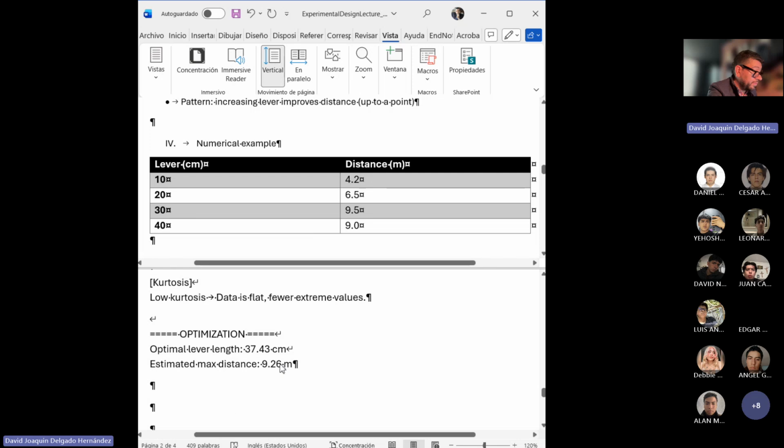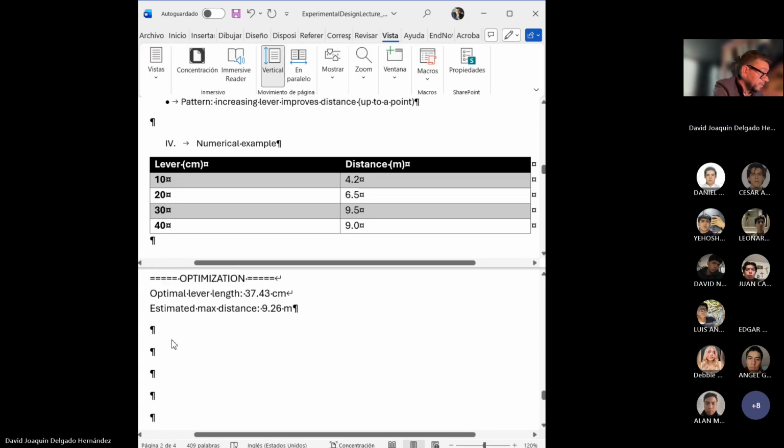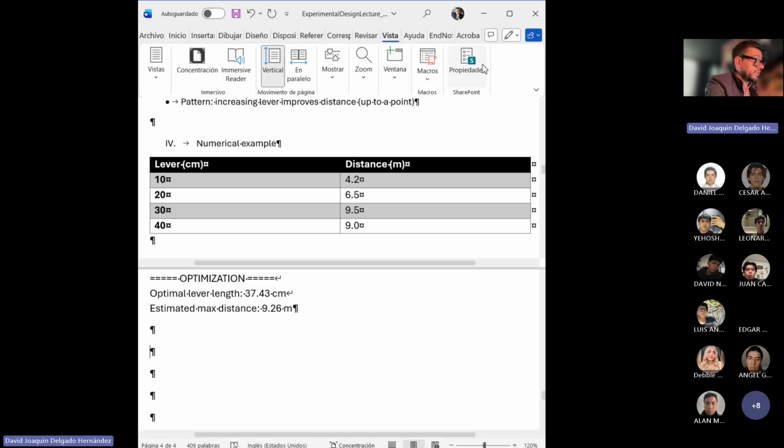And what is the optimization? Well, in this case, if you have here 37.43 centimeters of lever arm length, you will get 9.26 meters, which is the optimal distance. Okay. Well, let us play a little bit with this thing in the MATLAB. So I am going to stop sharing this part.